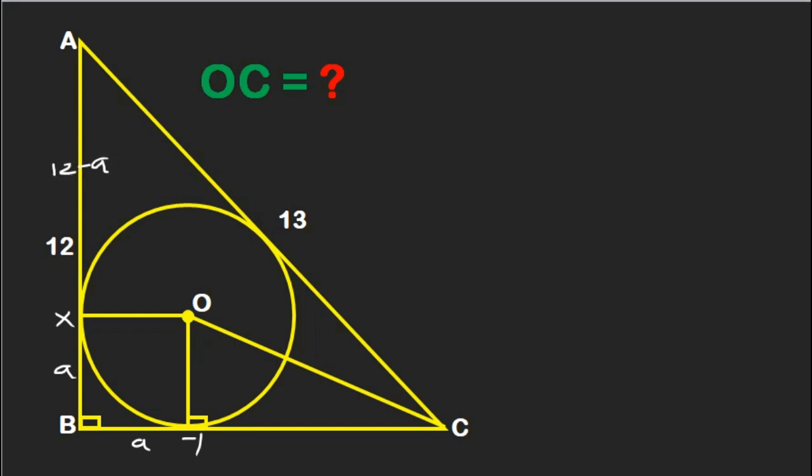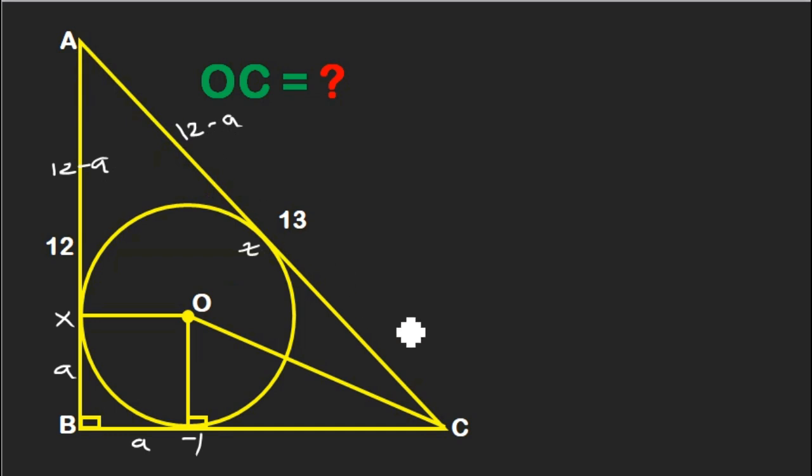And if you let this point here be the point Z, you see the tangent XA is intersecting with the tangent ZA. So the length XA, which is 12 minus a, will be the same as the length ZA, which will also be 12 minus a. Intersecting tangents are always of equal length.